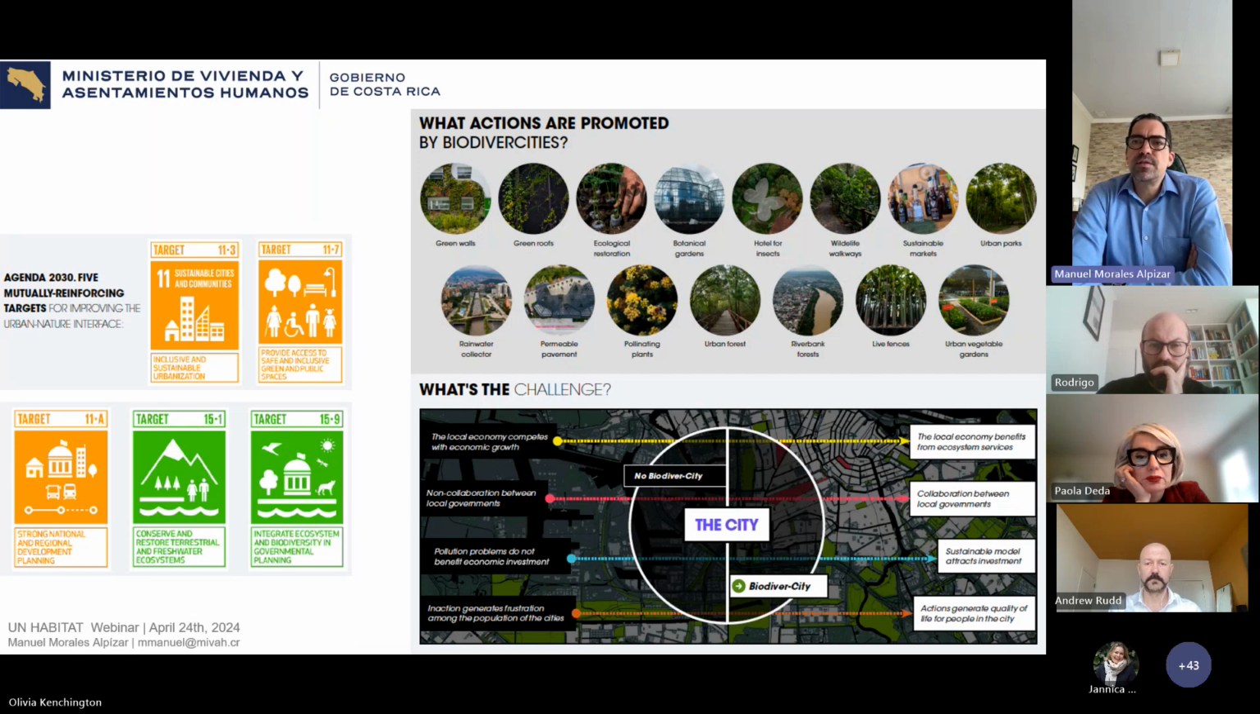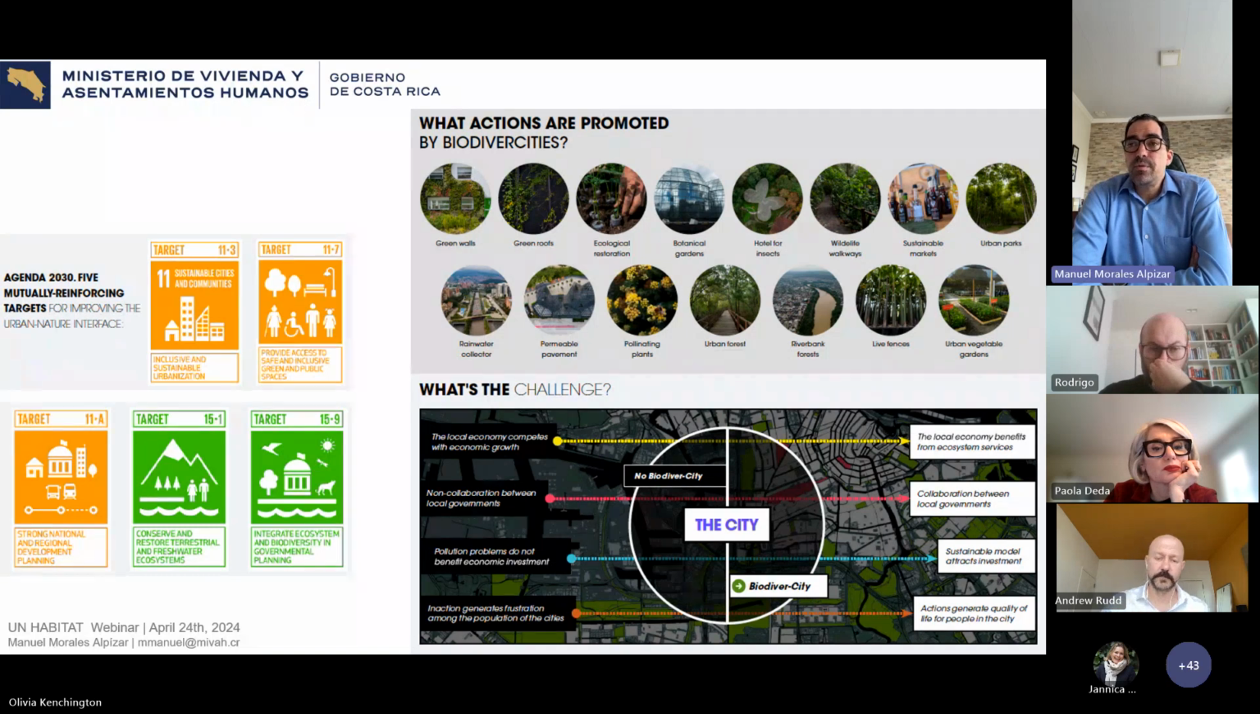cities. This model resolution seeks to transform cities in the short, medium, and long term by mainstreaming biodiversity in urban planning and promoting the sustainable use and protection of biodiversity and ecosystems. This is based on the idea that urban areas are not only centers of economic and social development, but also important spaces for biodiversity and for promoting processes of ecological connectivity between urban and rural areas.